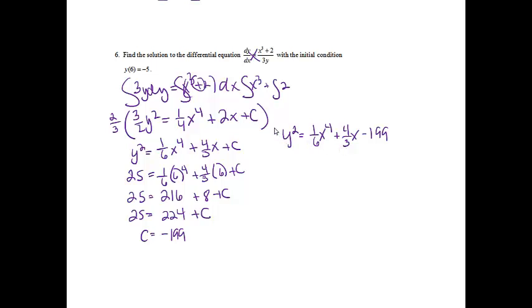And then to get rid of the square, we're going to square root both sides, and usually we put plus or minus. If I look at my initial condition, I know that I need to get a negative answer, so I'm going to choose the negative. So I'll get y is equal to negative square root of (1/6 x to the 4th plus 4/3 x minus 199).